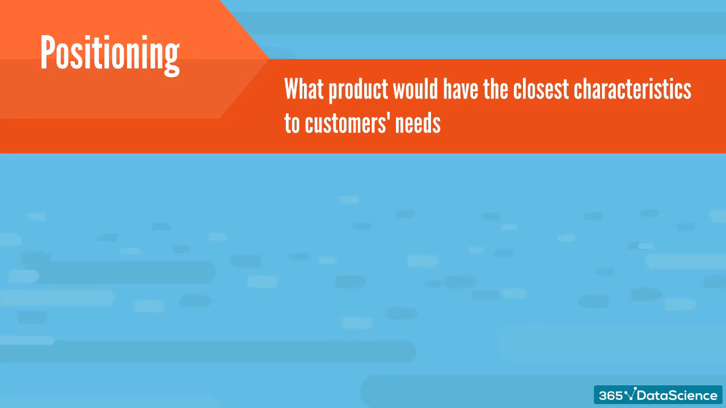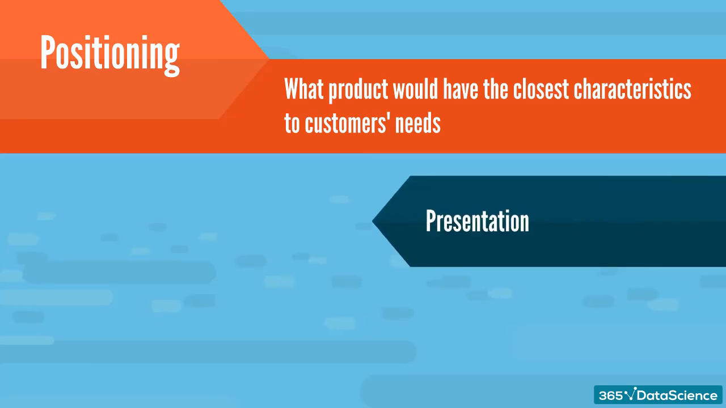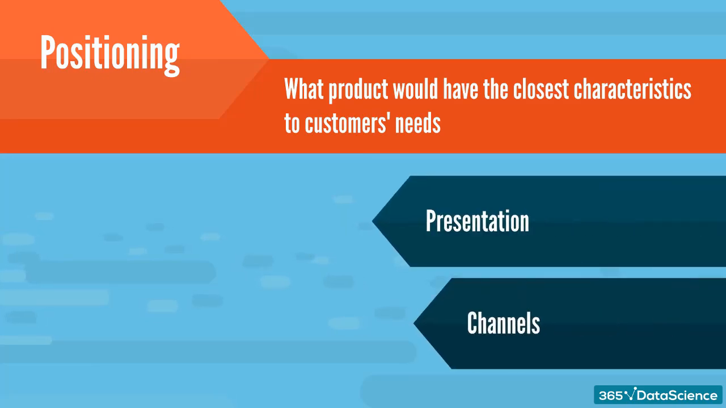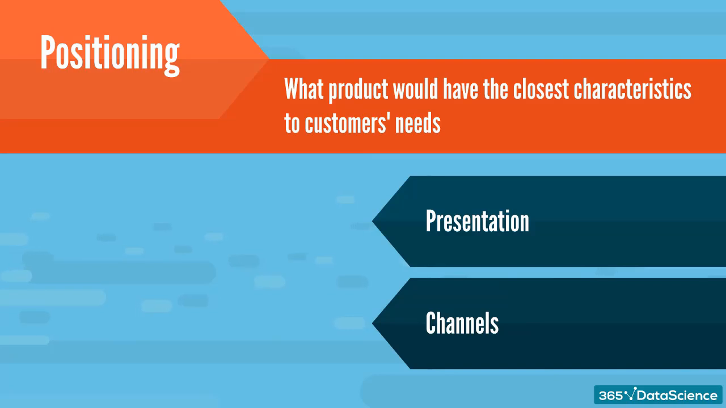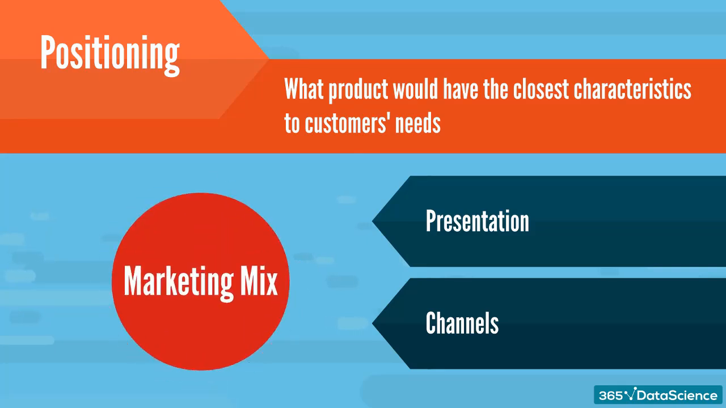So we can say that positioning consists of implementing the targeting actions for the product. But positioning concerns not only the characteristics a product should have, but also how it should be presented to the customers and through what channel. In fact, this process is so important that it has a framework of its own called marketing mix.